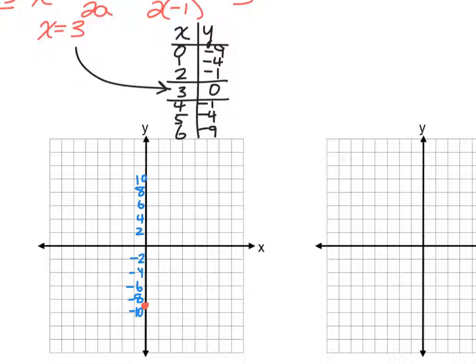So 0, negative 9; 1, negative 4; 2, negative 1; 3, 0; 4, negative 1; 5, negative 4; and then 6, negative 9.